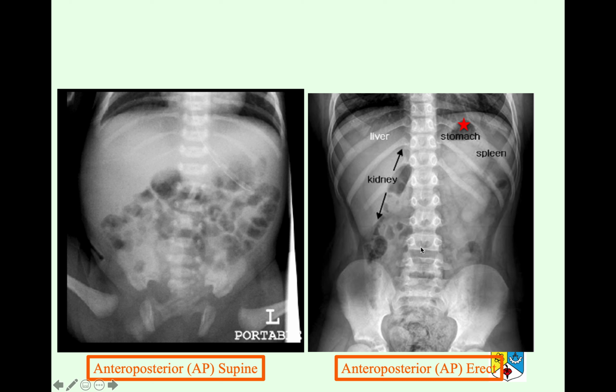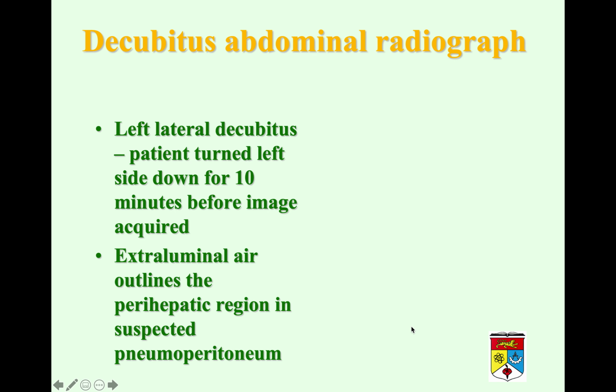Whereas in erect position, which we normally do in a much older age group, we know that air will go to the non-dependent area, so you will see that the stomach air is slightly higher, and you see the liver and the kidneys pushed or descended just because it is in erect position, but that's normal. Okay, this is how a fecal-loaded rectum looks.